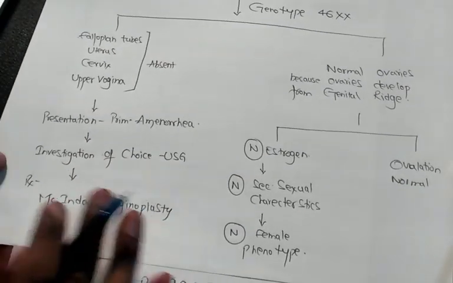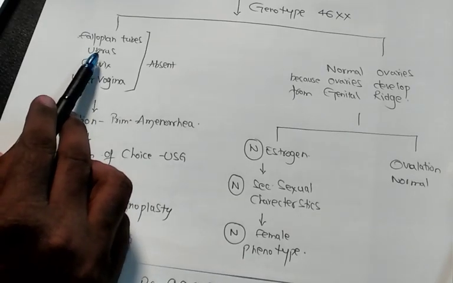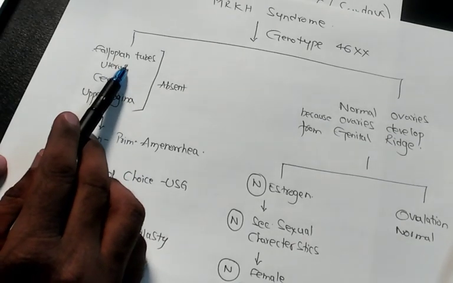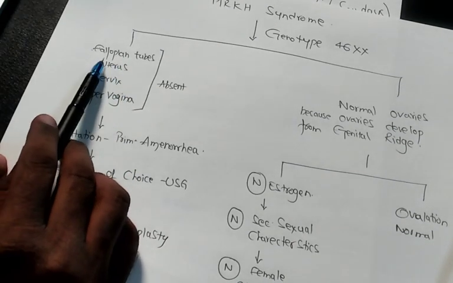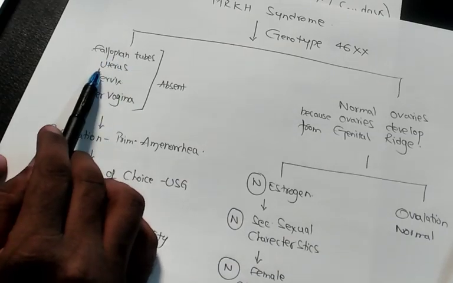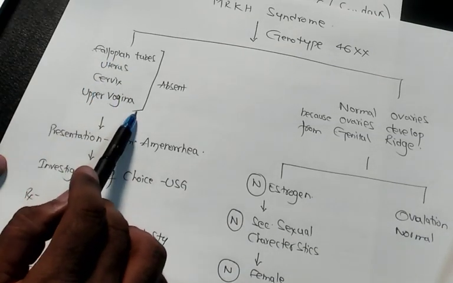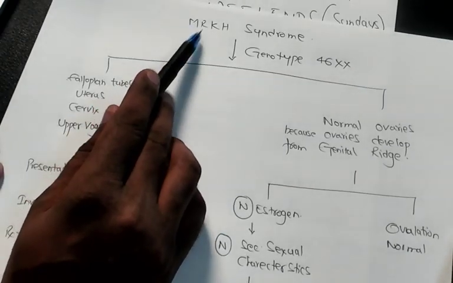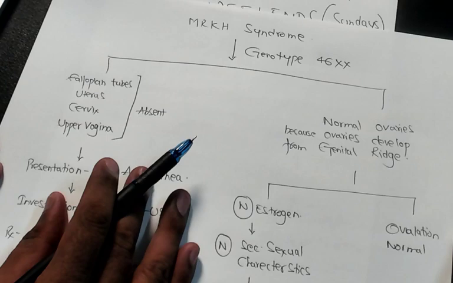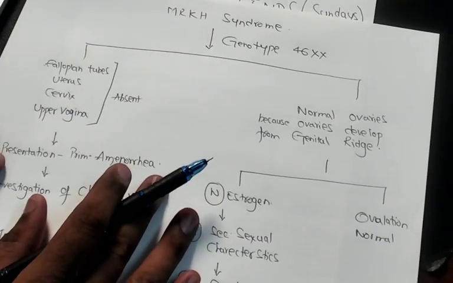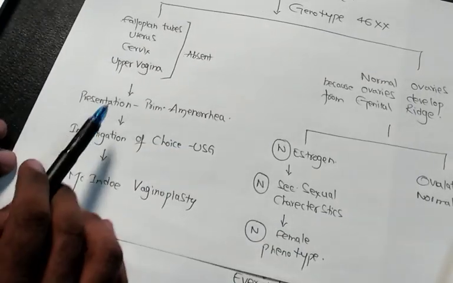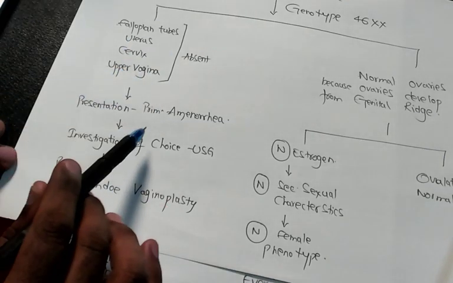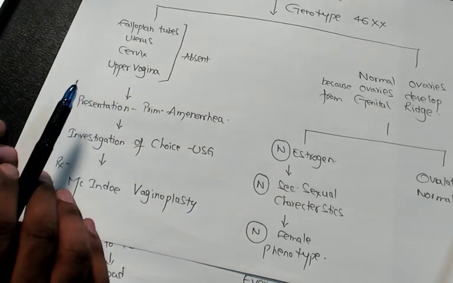Now, doctor, in Mullerian agenesis, the Mullerian duct is responsible for the fallopian tubes, uterus, cervix, and upper vagina. They are all absent in Mayer-Rokitansky-Kuster-Hauser syndrome, which is Mullerian agenesis. So if there are no fallopian tubes and the upper vagina is missing, how can menstruation occur?